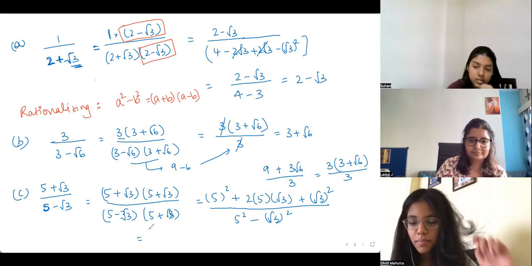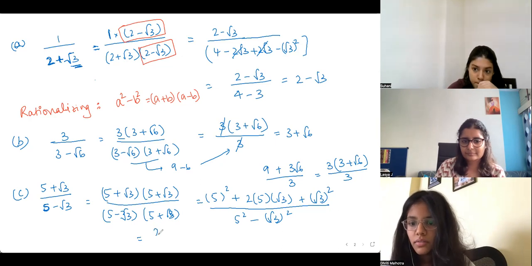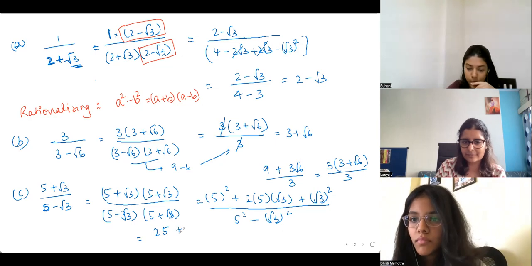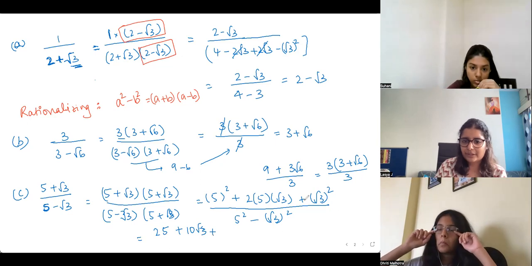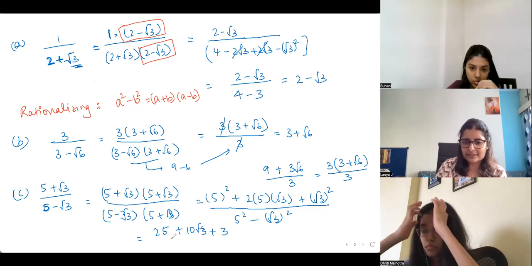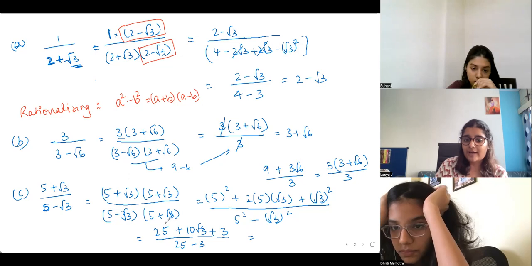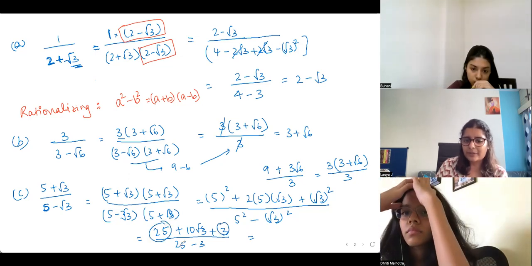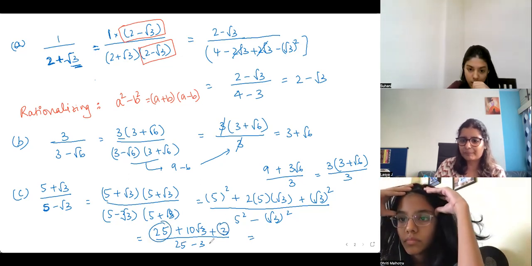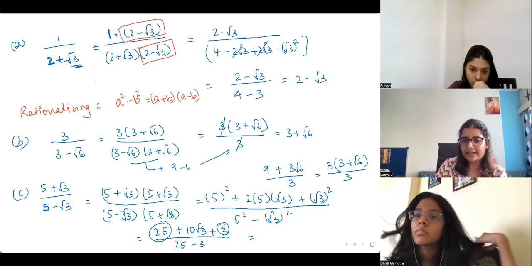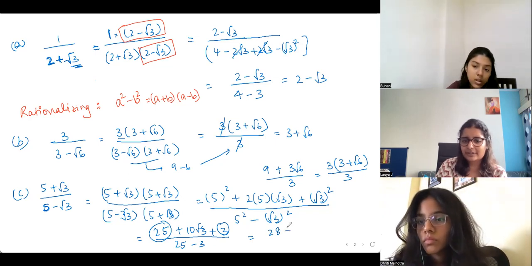Next step. 25, that is correct. 5 square is 25 plus 10 root 3, ठीक है. 5 root 3, 10 root 3 you भी है. Then root 3 whole square is 3. Divided by this will be 25 minus 3. Now, when you have individual numbers, add them. Like यहाँ पे you're not leaving it as 25 minus 3, no? You're subtracting and you made it 22. So इधर भी add 25, 3. This becomes 28 plus 10.